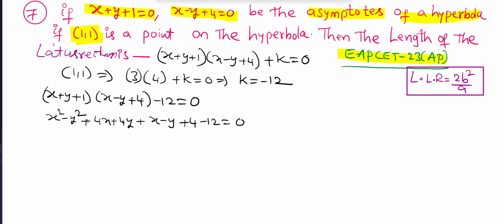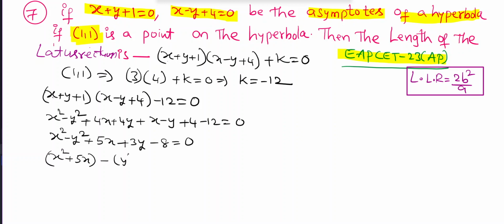This is the equation of the hyperbola, that is x square minus y square, 4x plus x, this is 5x, 4y minus y, this is plus 3y, 4 minus 12, minus 8 is equal to 0. This is the equation of the hyperbola. Now we find the length of the latus rectum. Now convert into standard form. This is x square plus 5x, the x terms, and the y terms, take minus common. This is y square minus 3y is equal to 8.